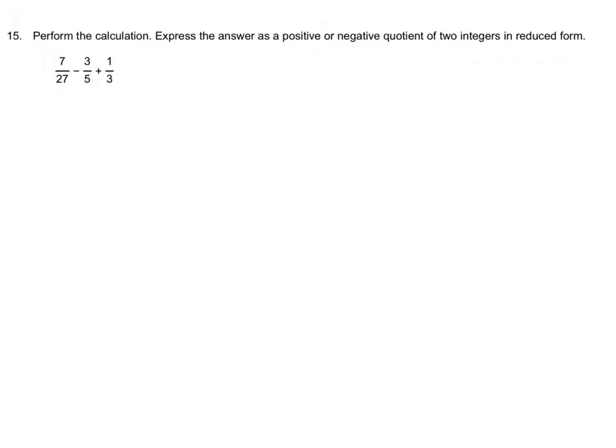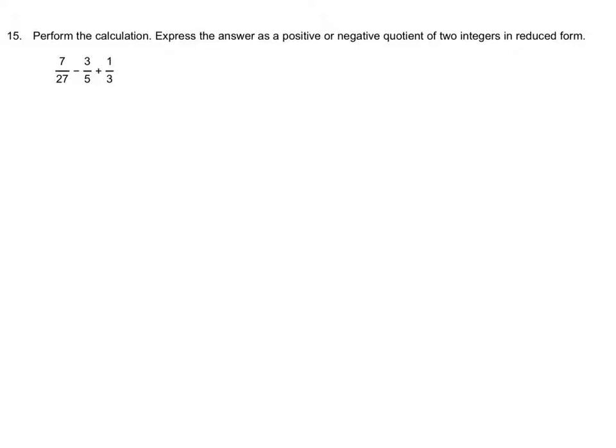Perform the calculation. Express the answer as a positive or negative quotient of two integers in reduced form. Here we have 7 27ths minus 3 fifths plus 1/3. Again, in order to add or subtract fractions, we have to have the common denominator. These denominators are all different. We have 27, 5, and 3 as denominators.